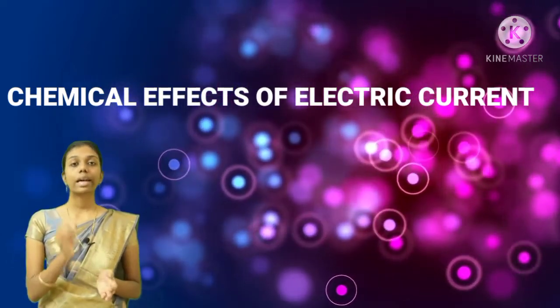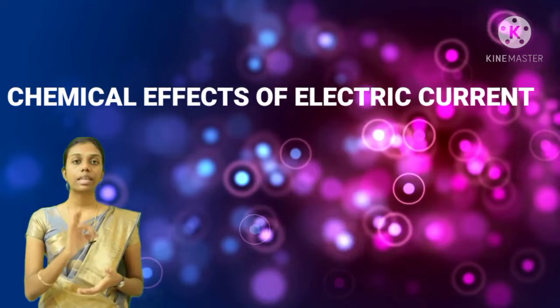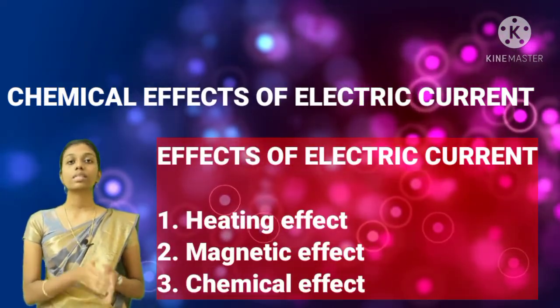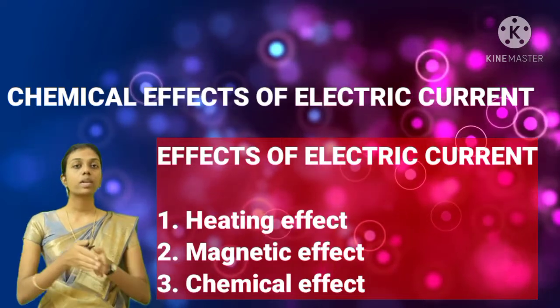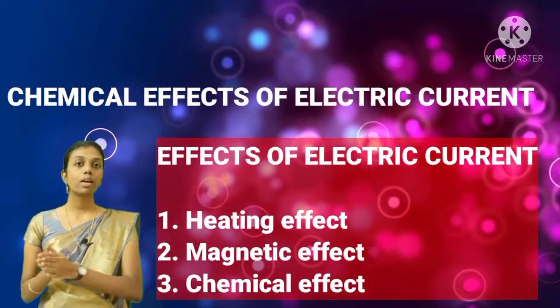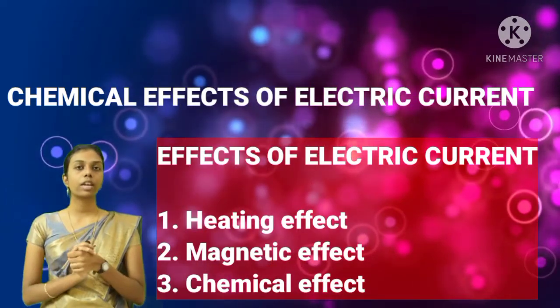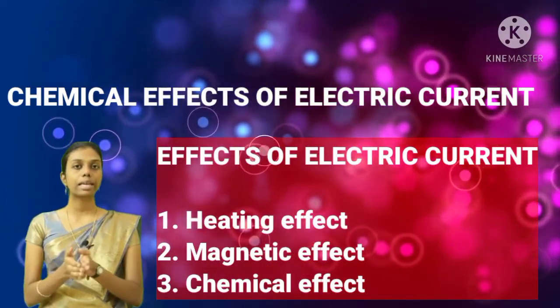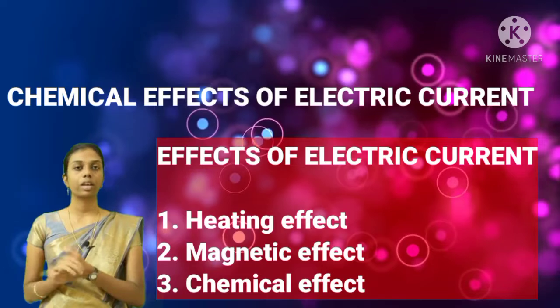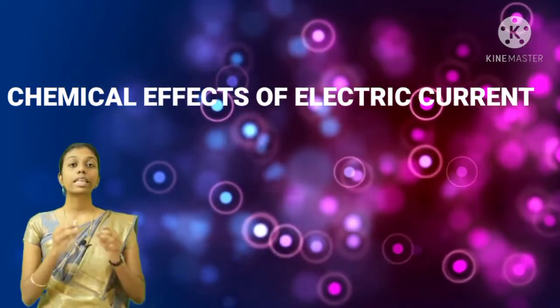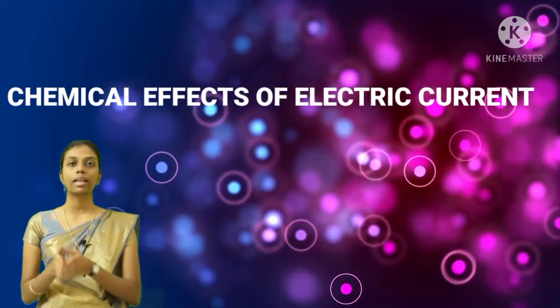So electric current has mainly 3 effects. One is the heating effect, second one is a magnetic effect, third one is a chemical effect. So what are the 3 effects of electric current? Heating effect, magnetic effect and chemical effect. So now in this lesson we will learn about the chemical effects of electric current.